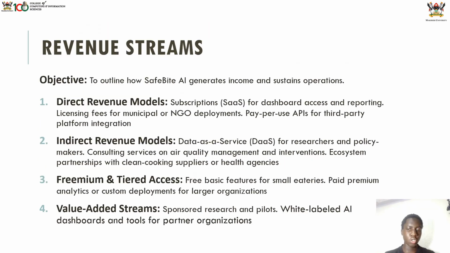And then for our revenue streams, the objective is to outline how SafeBite AI generates income and sustains operations. One is through direct revenue models, which are subscriptions for dashboard access, reporting license fees for municipal and NGO deployments, and pay-per-use APIs for third-party platform integration. We can also offer free basic features for small eateries and paid premium analytics or custom deployments for larger organizations, which is freemium and tiered access. And also value-added streams, which is sponsored research and pilots.